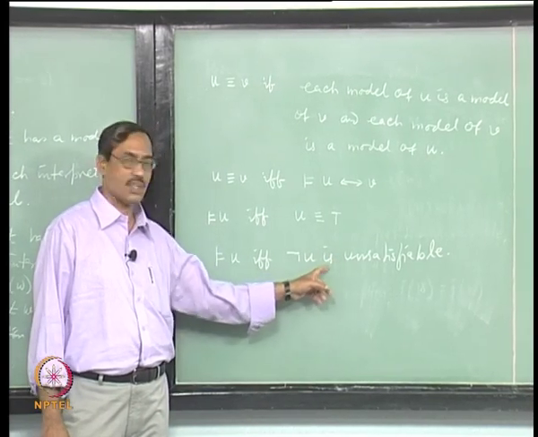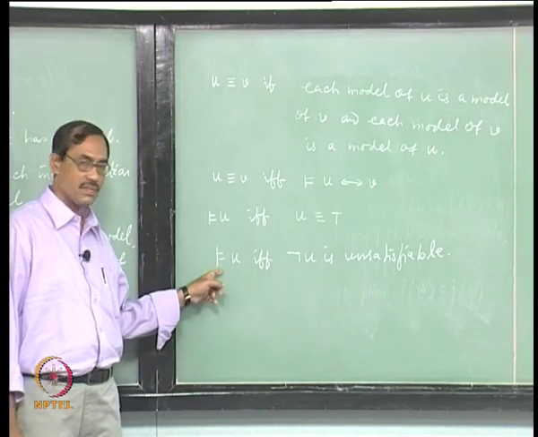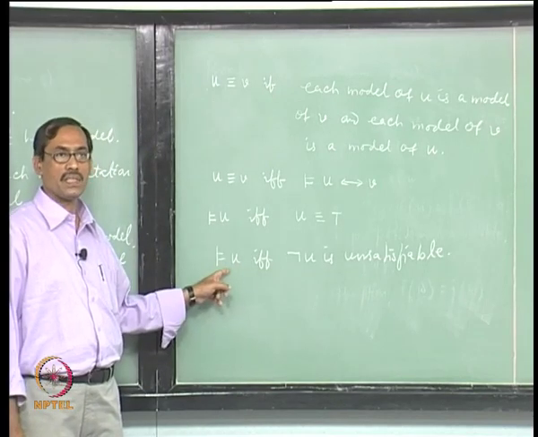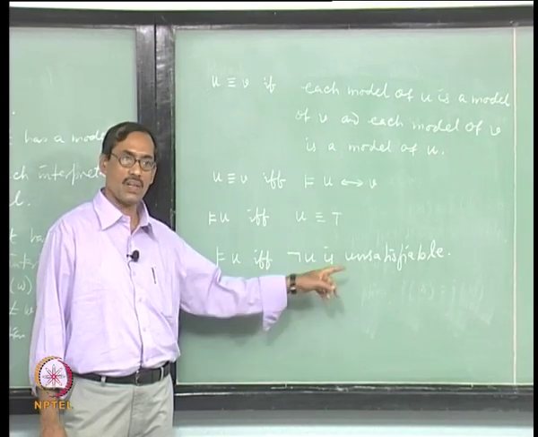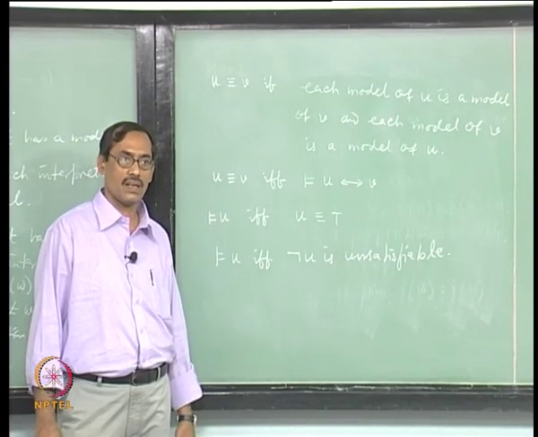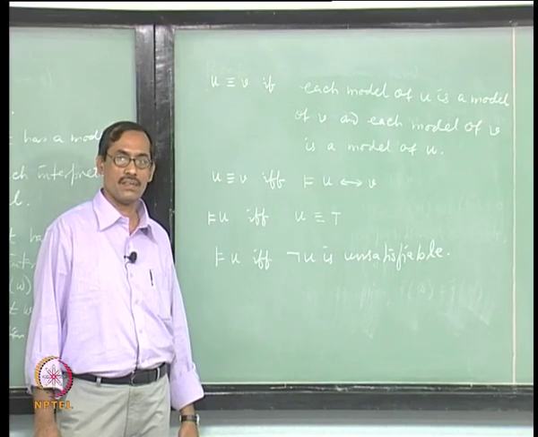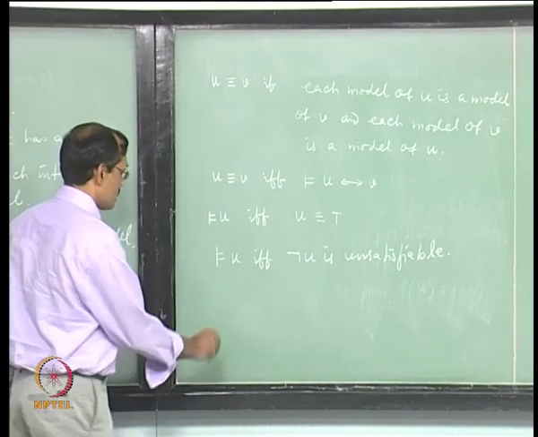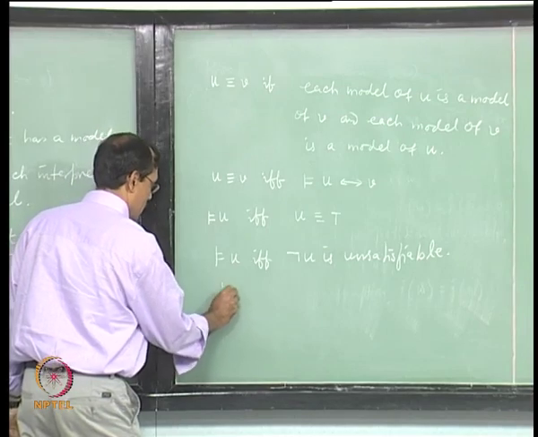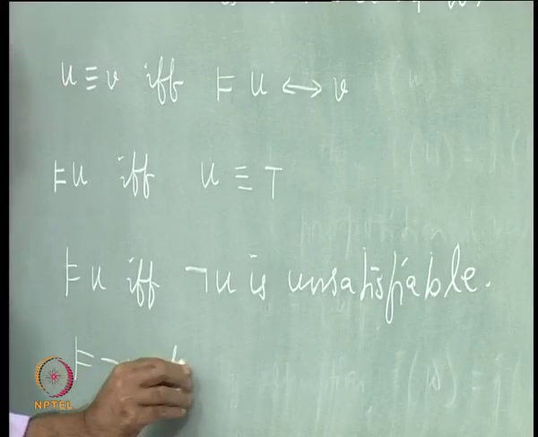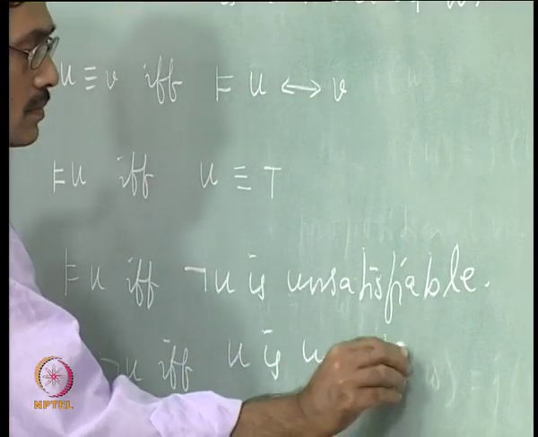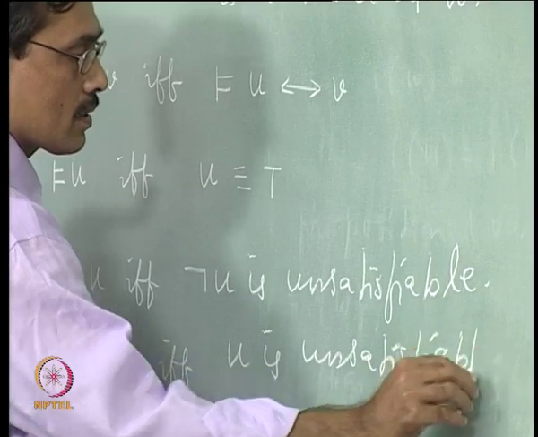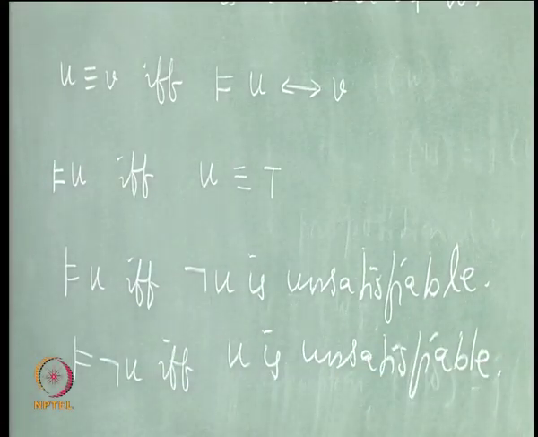Conversely, suppose not U is unsatisfiable, and you want to prove U is valid. Start with any interpretation. Since not U is unsatisfiable, that interpretation evaluates not U to 0, so U to 1, so it is a model of U. Similarly, you can say not U is valid if and only if U is unsatisfiable. Same argument.